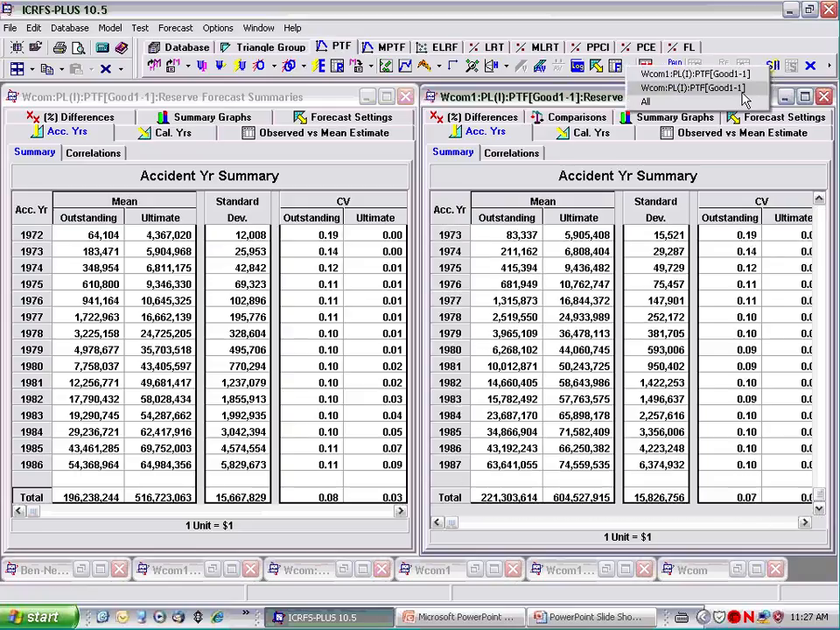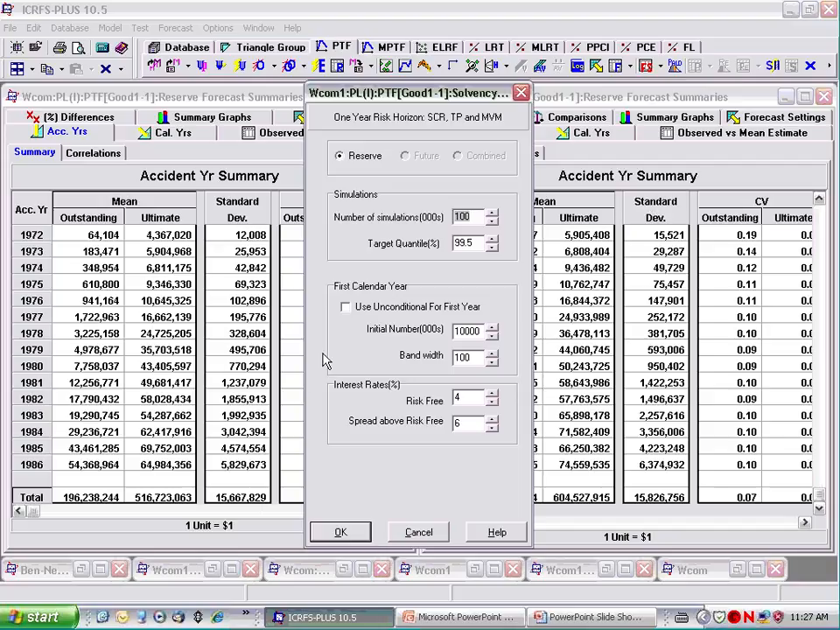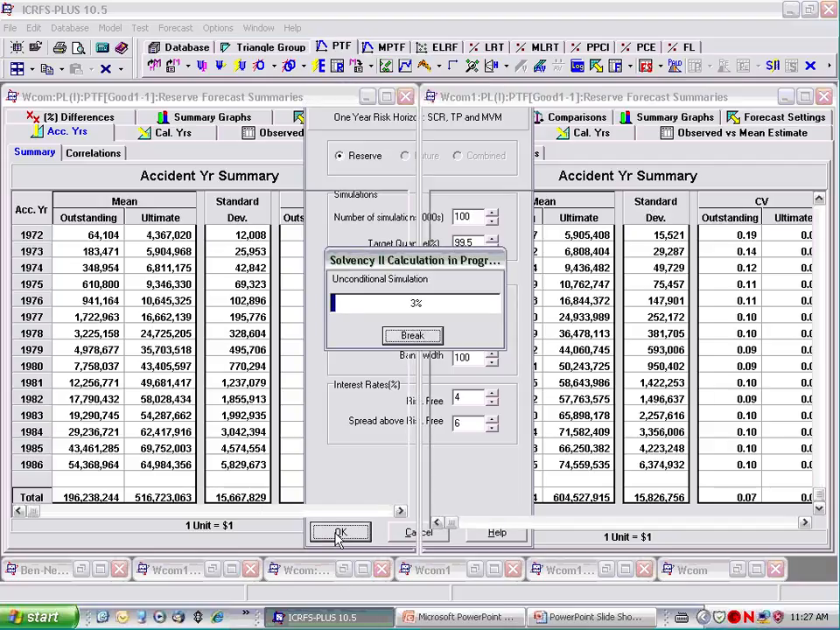So let's do the solvency capital metrics for each. Got to do lots of simulations.